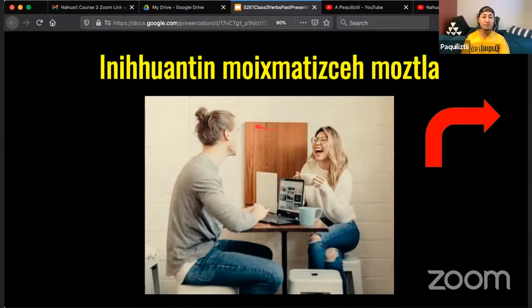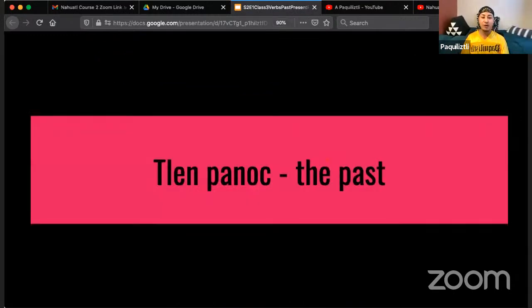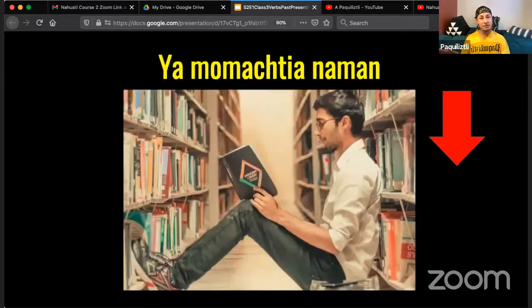But moishmatise. All right. So I think that was pretty straightforward. And actually the future tense, in my opinion, is the easiest in Nahuatl. That's why it's like literally a couple of slides. Because you just add the Z or the se, that's it. But what gets complicated in Nahuatl is tlempanok, the past. Okay. So I'm going to give you examples of how to create the past in Nahuatl.